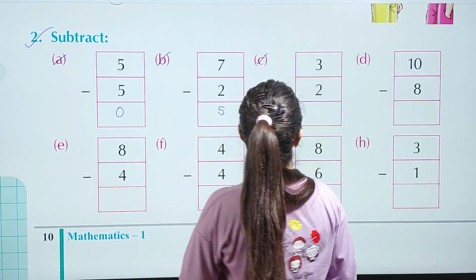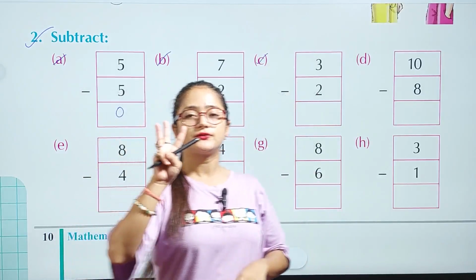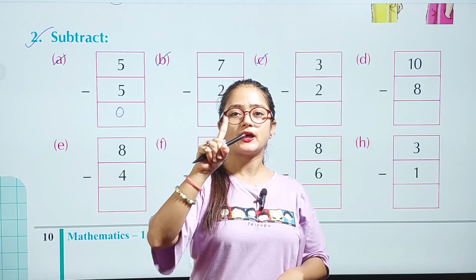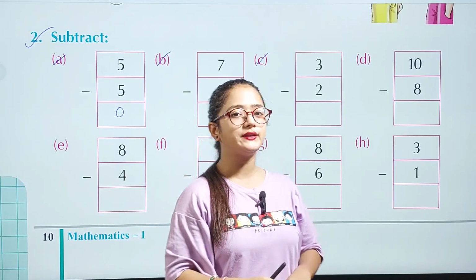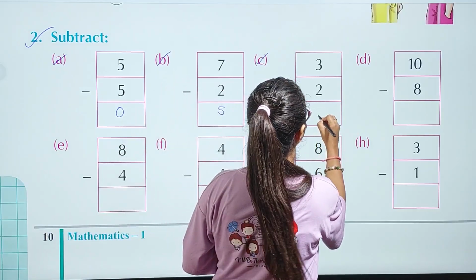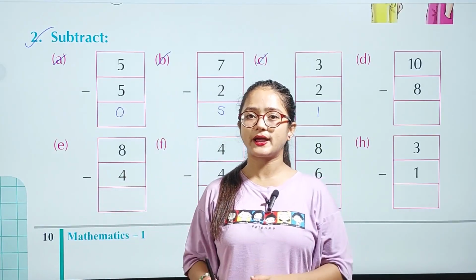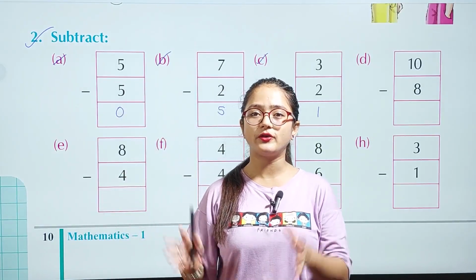Now the next one, 3 minus 2. 3 fingers. Then just close the 2 fingers. How many fingers are left? 1 only. So write down 1. Like this, you have to subtract the numbers with the help of your fingers.